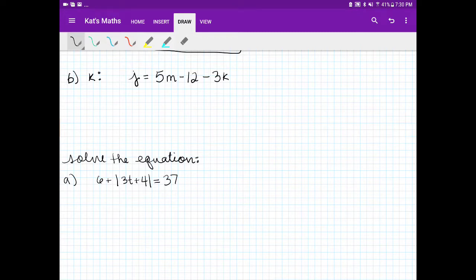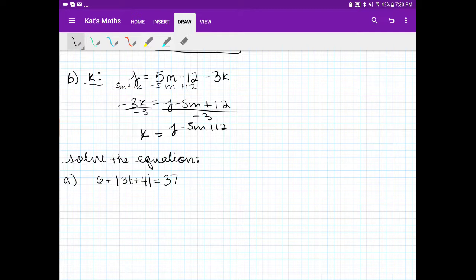Now we're going to solve the equation for k. So we have j equals 5m minus 12 minus 3k. We want k by itself, so we're going to move stuff over. So subtract 5m, add 12, subtract 5m, add 12. So negative 3k is equal to j minus 5m plus 12, and then divide by the 3. So k is equal to j minus 5m plus 12 all over negative 3.